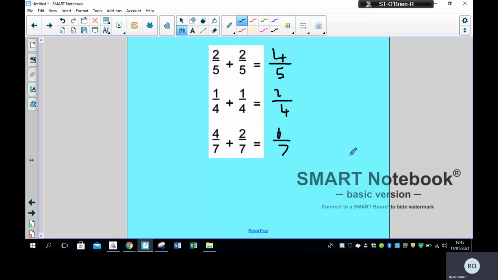Always think about the pizza. For this one, for example, there's 5 slices of pizza. Mr. O'Brien ate 2, then he ate another 2. So out of the 5 pieces of pizza, he's eaten 4, because 2 add 2 is 4.